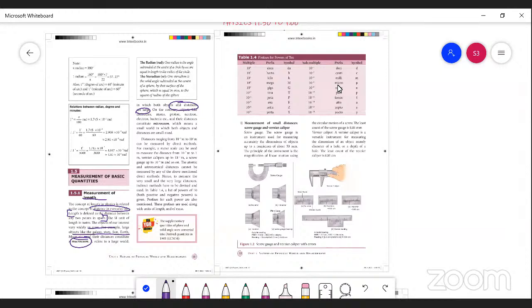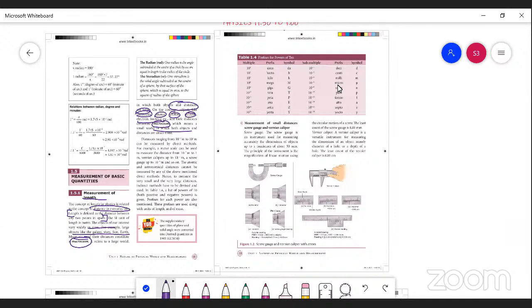On the contrary, objects like molecules, atoms, protons, neutrons, electrons, and bacteria involve very small distances. This is called a microcosm. If macrocosm means a large distance, microcosm means the very smallest distance, almost negligible, a small world in which both objects and distances are very small in size.